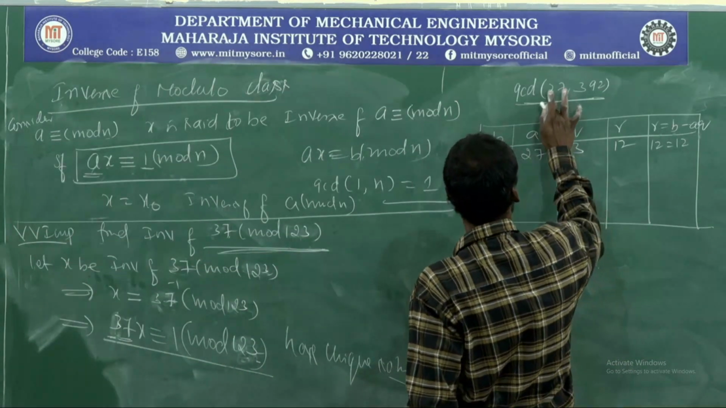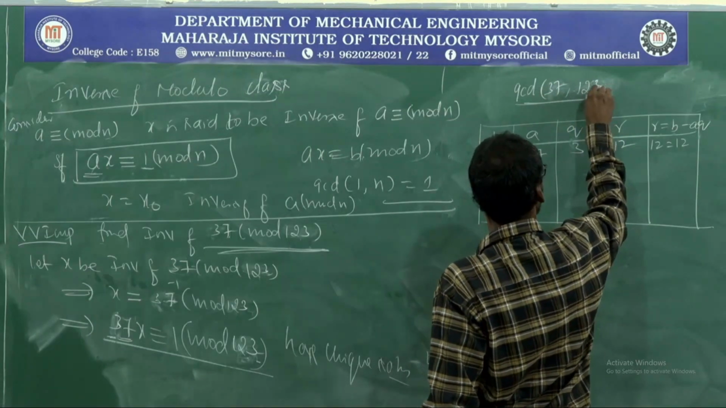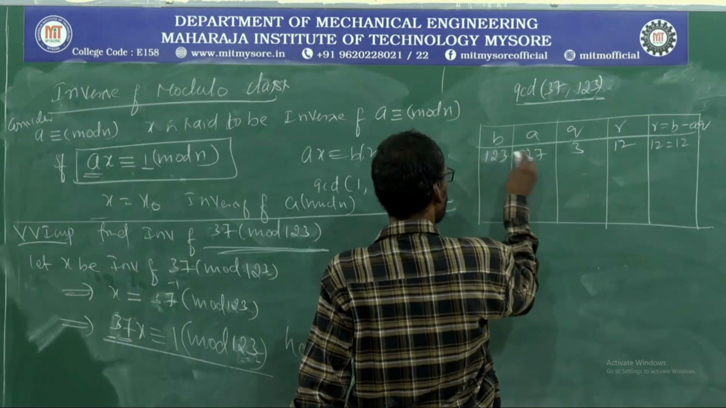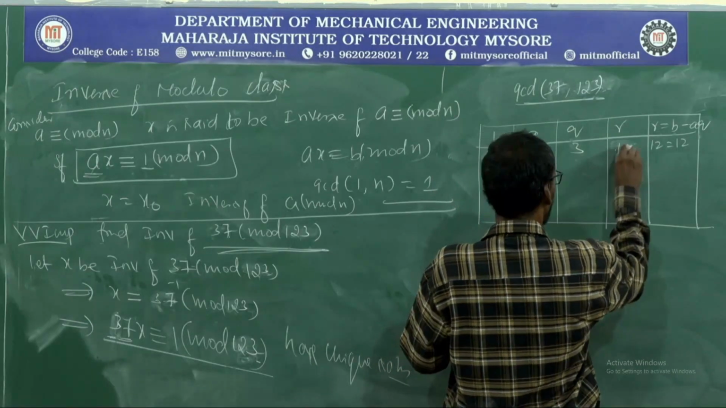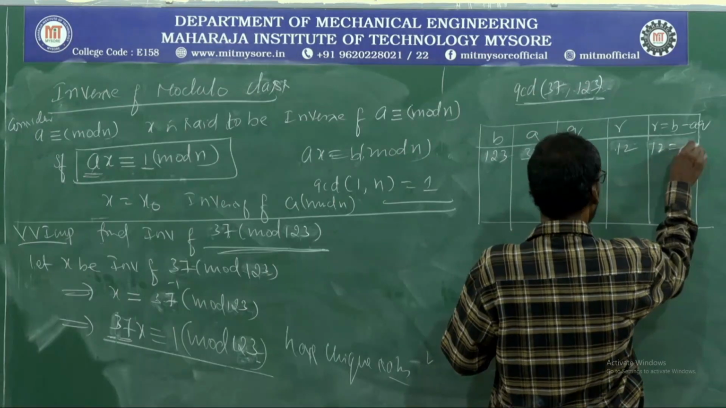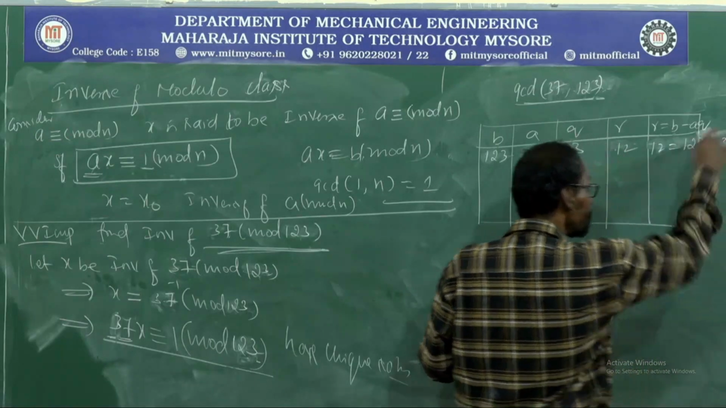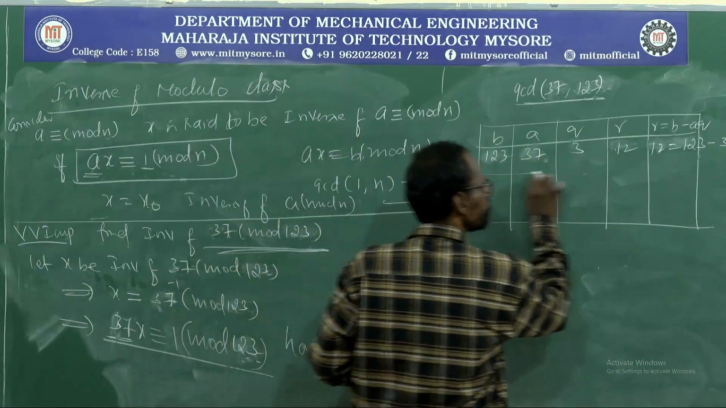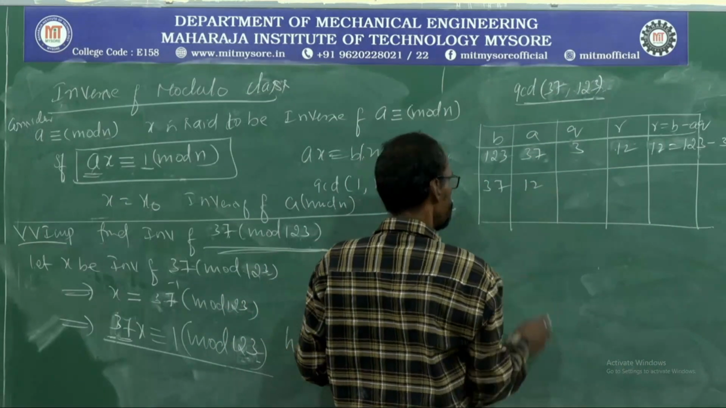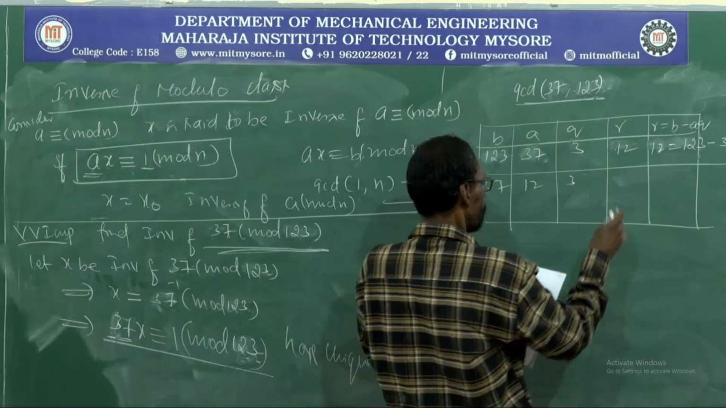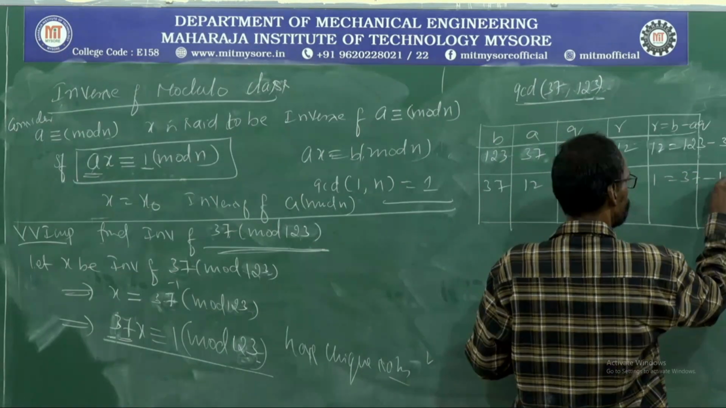Now I want to find the GCD between 37 and 123. What is the bigger value? 123. What is the smaller value? 37. So what is the quotient? 3. What is the remainder? 12. Now we can write 12 as 123 minus 37 times 3. This is the extended Euclid algorithm. Now you push A, push R. Again the quotient is 3. The remainder is 1. We can write 1 equal to 37 minus 12 times 3.